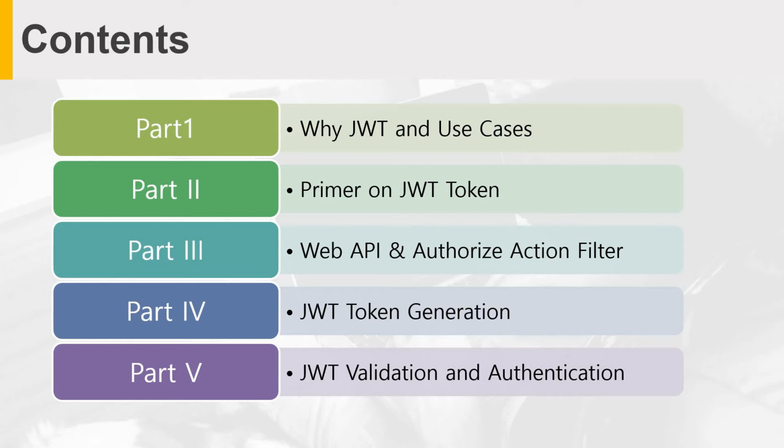Part 3, we start with a simple web API and we'll implement authorize action filter. That's the starting point of implementation of the authentication for a JWT. And part 4 covers how to generate a JWT token for a client application or any client consumer application. Part 5, how you validate a JWT token.